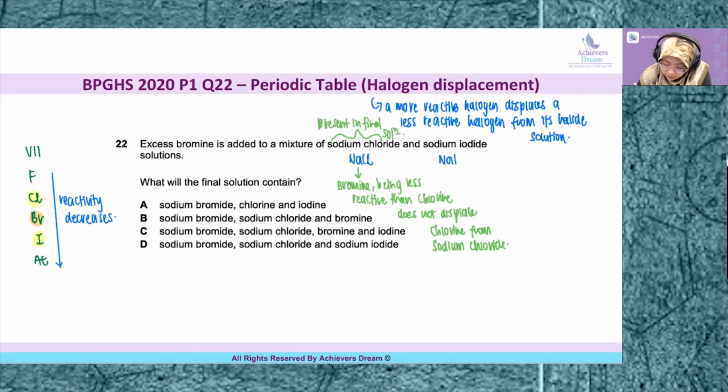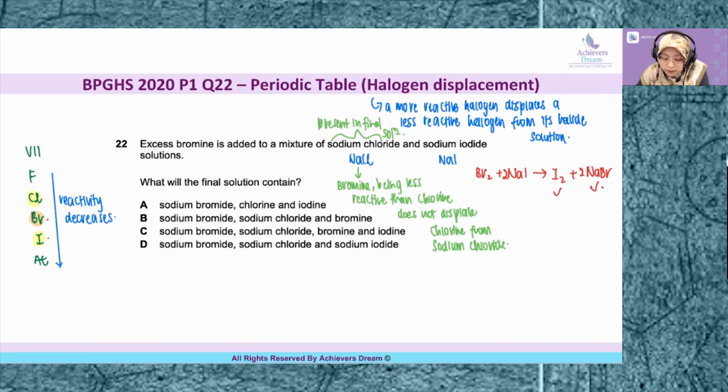Between bromine and iodine, bromine is more reactive than iodine, correct? So bromine, being a more reactive halogen, will displace iodine from sodium iodide, forming iodine and sodium bromide. So we will have iodine in the final solution, sodium bromide and sodium chloride.